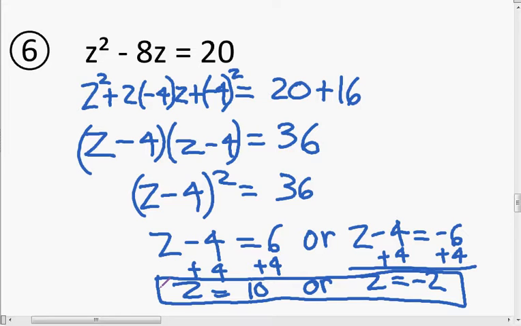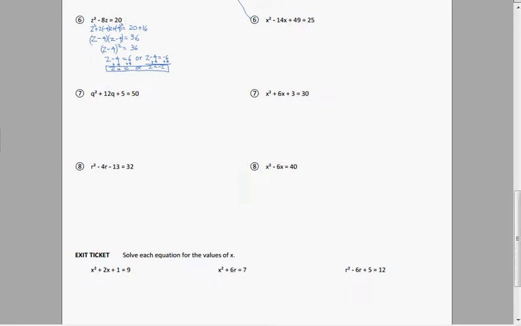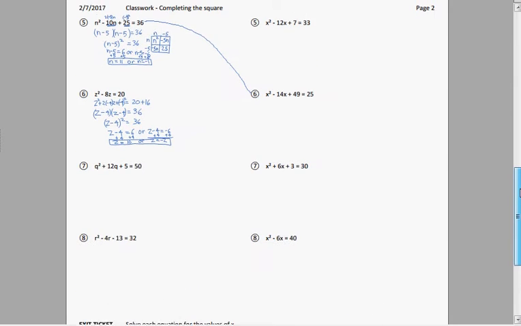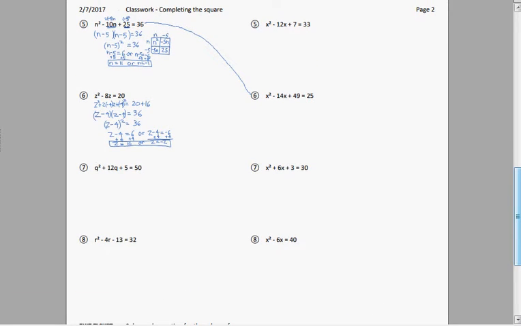Good. Give you 25 seconds to find a similar problem. You're looking for z squared minus a number times z, and then nothing beside it, where you can add to make a perfect square binomial. 25 seconds.